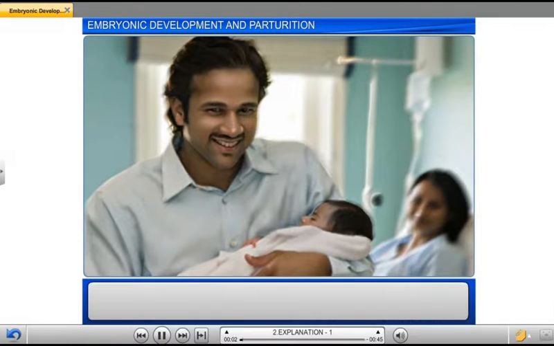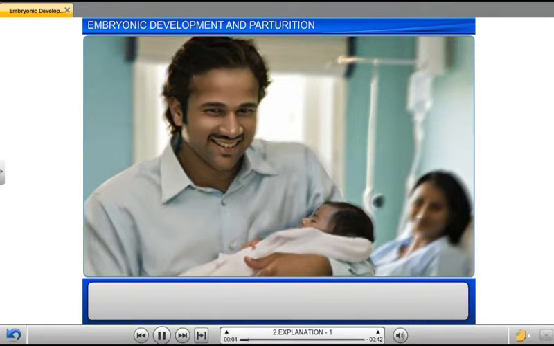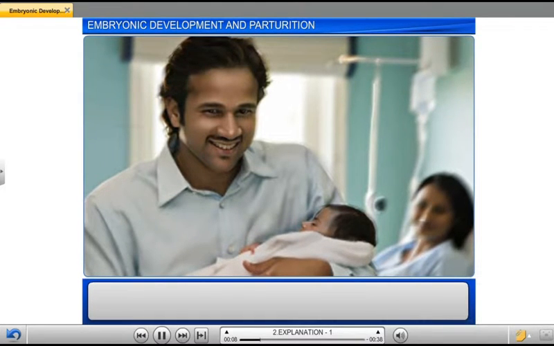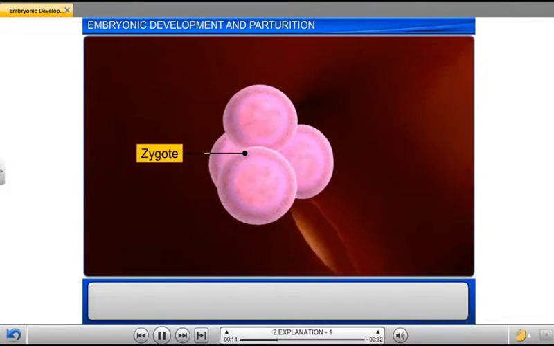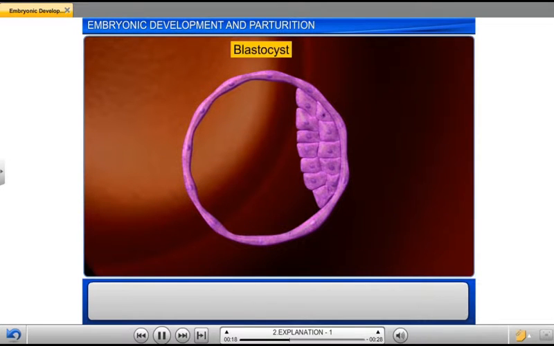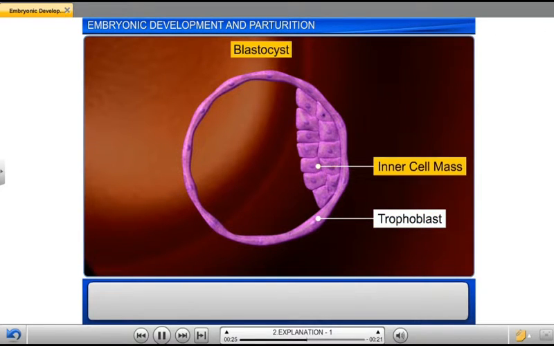The joys of holding a newborn baby know no bounds. The birth of a baby is an intricate and complex process that begins when the zygote undergoes cleavage and develops into a blastocyst, a hollow ball consisting of a trophoblast, an inner cell mass, and a cavity called blastocele.